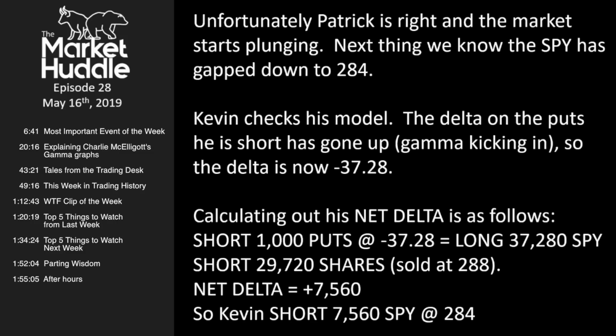Okay, so it opens at 284, and I check my model. The delta on the puts I am short has now gone up. So now my delta is 37.28. Let's stop here because you have their gamma kicking in. Let's just clarify to our listeners that gamma is a derivative of the delta. The gamma is telling you the rate at which the delta is changing. That is correct. My delta is getting larger because the market is going down.